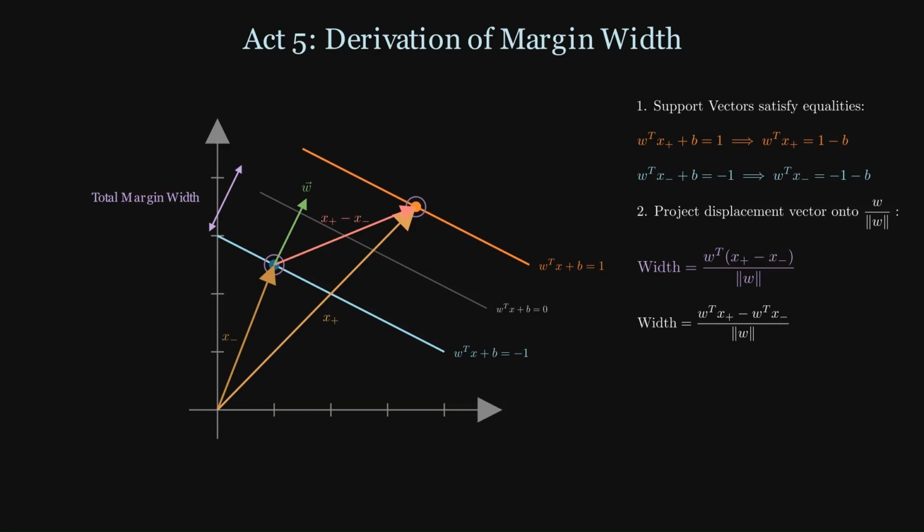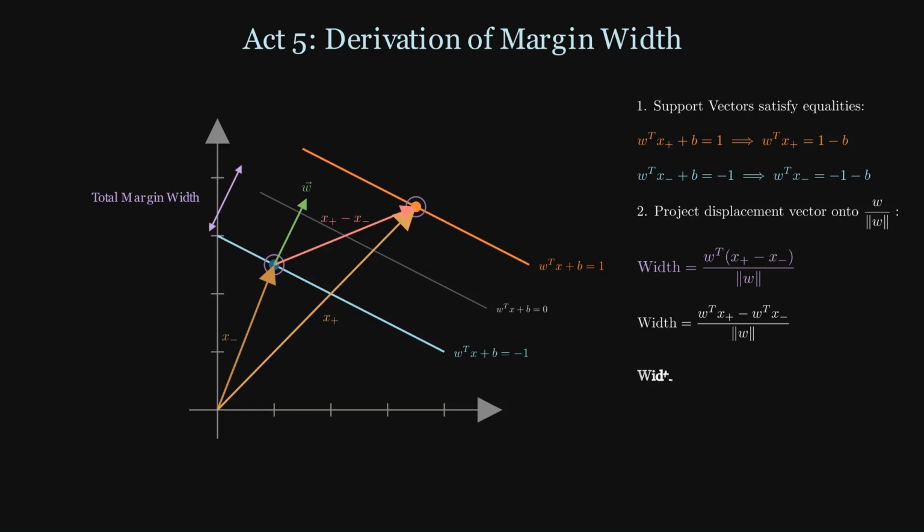W points perpendicular to the hyperplanes. So the margin width is simply the projection of the displacement vector onto the direction of W. That projection gives us the width between two margin boundaries. Visually, this is the exact quantity we are measuring. The total width is 2 times the width of the margin.